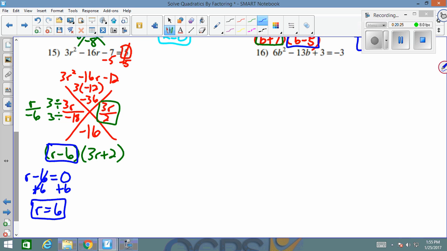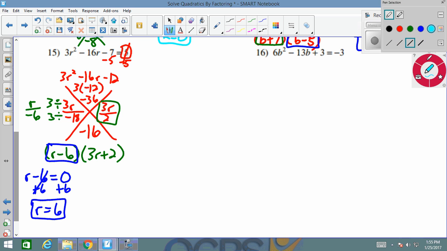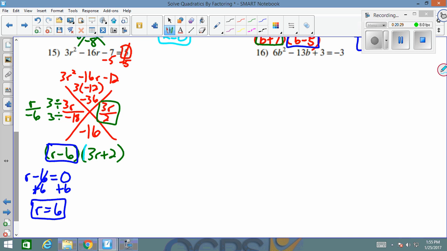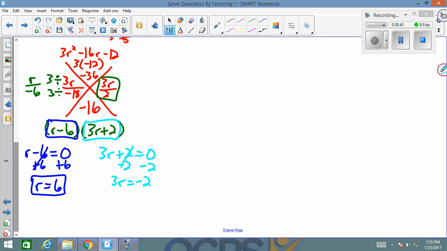The second one, though, now has a number in front of r. So we're going to take that, 3r plus 2, and set it equal to 0. Okay, remember when we're solving equations back in September, you always subtract first. So subtract 2, so we get 3r equals negative 2. And then, because that number is attached to r, we're going to divide both sides by 3. And remember back in September, I said leave all answers as a fraction.